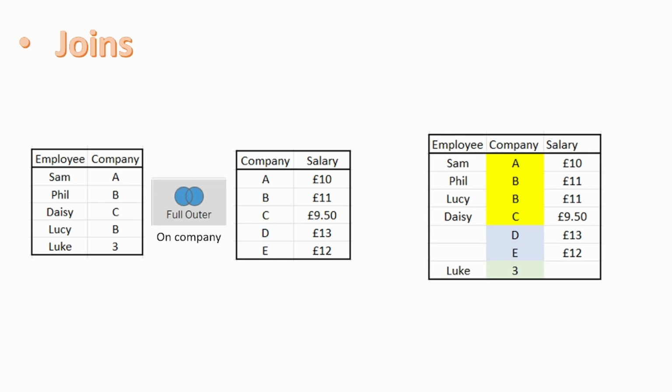Now, if we're taking a full outer, it is essentially you're taking everything. So we can see that we take our A's, our B's, and our C's, and then we take the left hand side. Then we take the right hand side, the two D's and the E's, and then we take the left hand side. So we can see it would look something like this with some blanks on our employee and some blanks on our salary. So we're going to use the same example and just do it in Tableau to see how that looks.